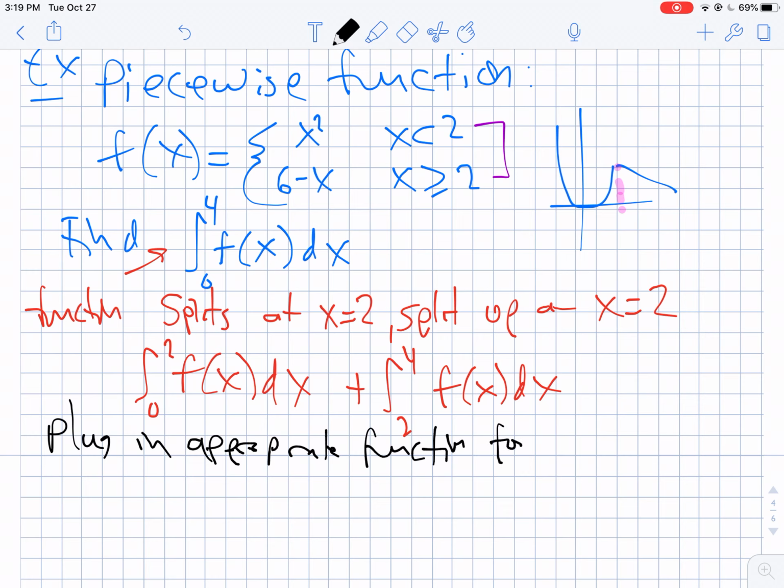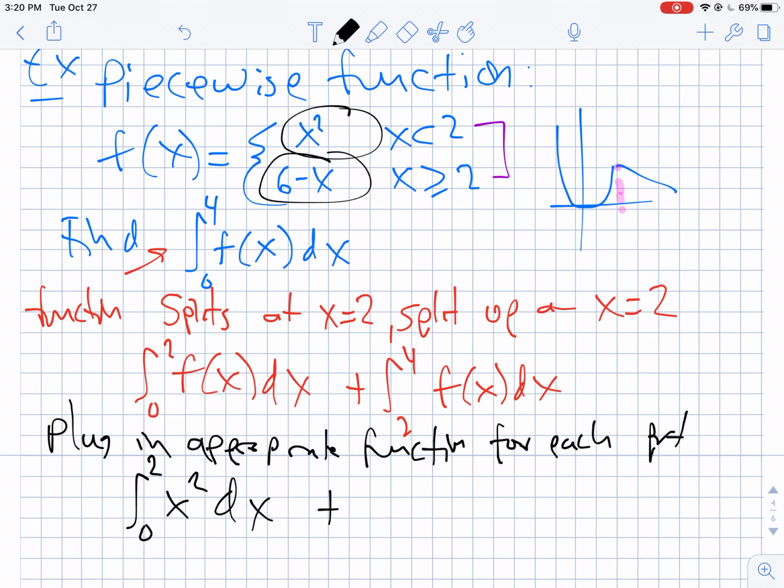For each part, as I go 0 to 2, f of x is less than 2. So that's the top case. That's the integral from 0 to 2 of x squared. And then from 2 to 4, that's 6 minus x, the integral from 2 to 4 of 6 minus x.